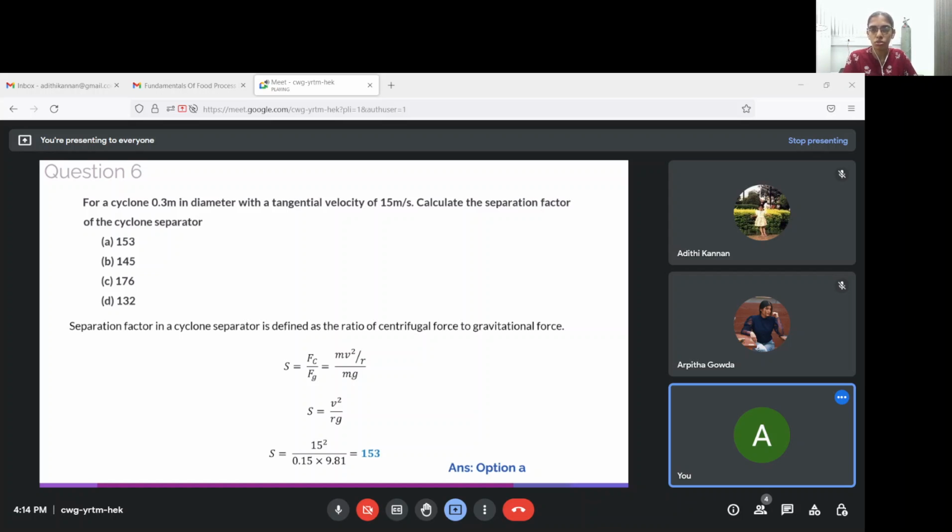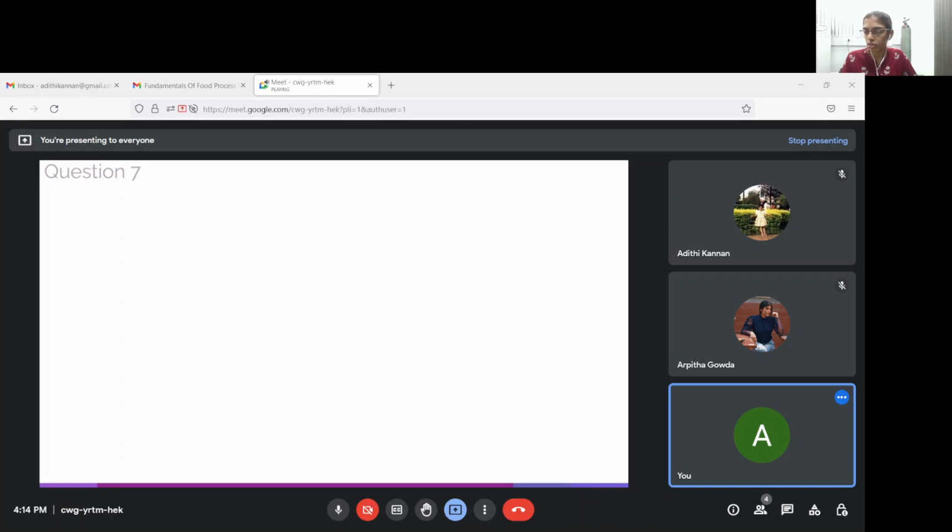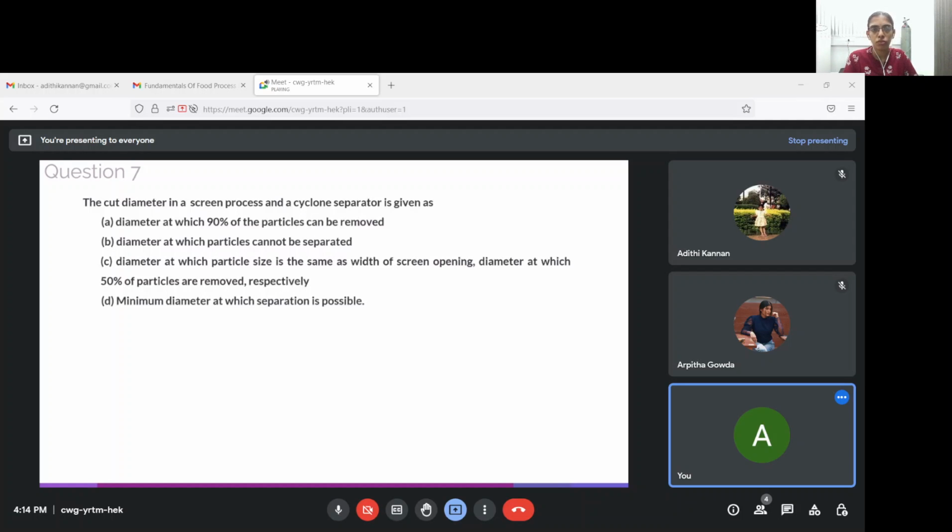Okay, moving on to the next question. The cut diameter in a screen process and a cyclone separator is given as: A, the diameter at which 90% of the particles can be removed. B, the diameter at which particles cannot be separated. C, the diameter at which the particle size is the same as the width of the screen opening, and the diameter at which 50% of the particles are removed. So this one, the diameter at which the particle size is the same as the width of the screen opening, is for a screen process. Whereas for a cyclone separator, you are assuming that 50% of the particles are removed. Or D, the minimum diameter at which separation is possible. So any idea what a cut diameter is?